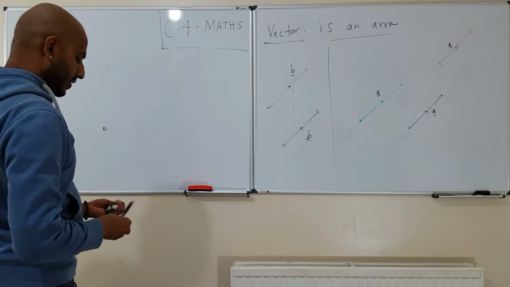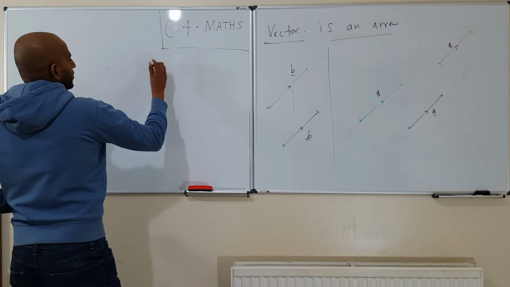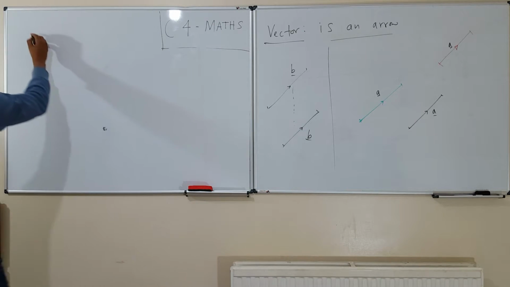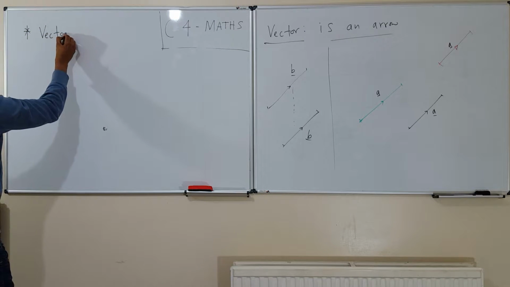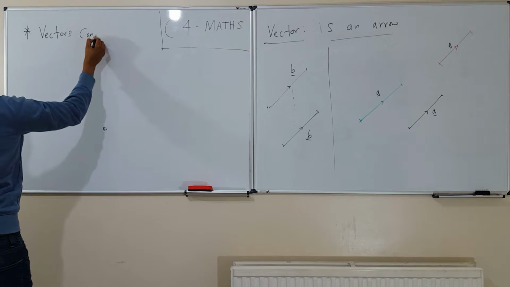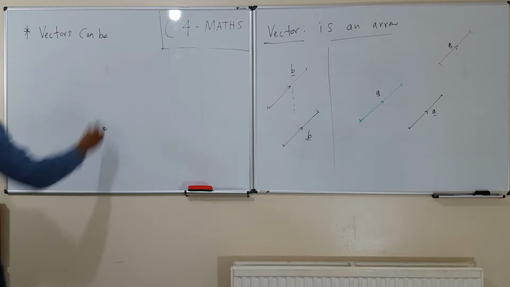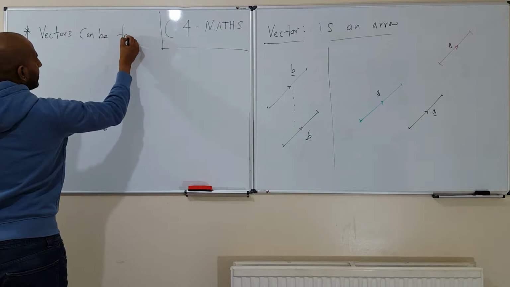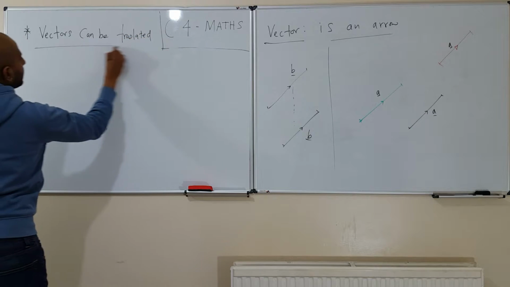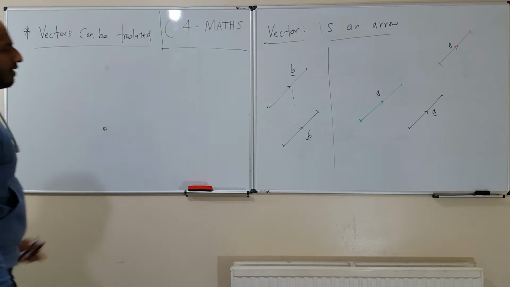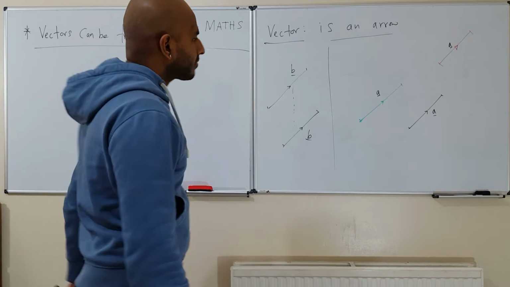So we have established one rule, rule number one. Vectors can be translated. It's allowed. Translated horizontally or vertically, or both.